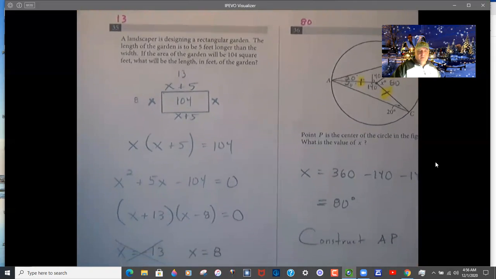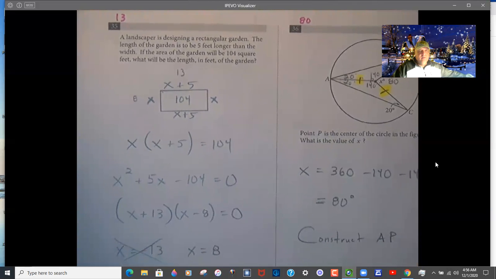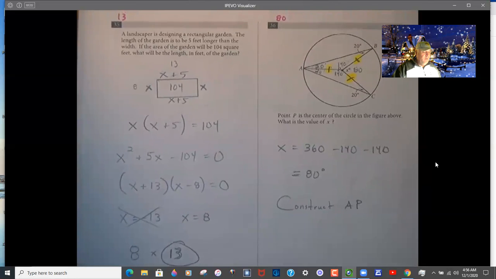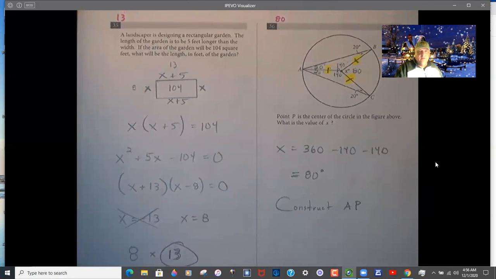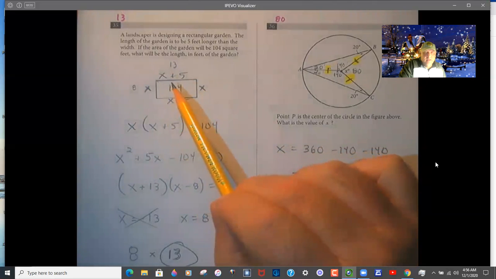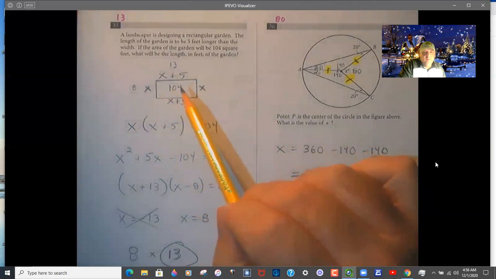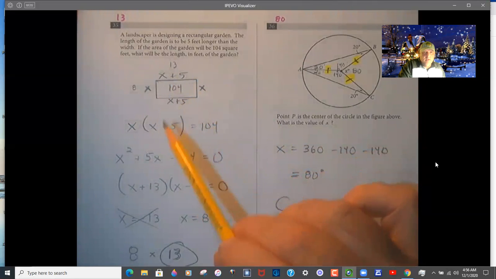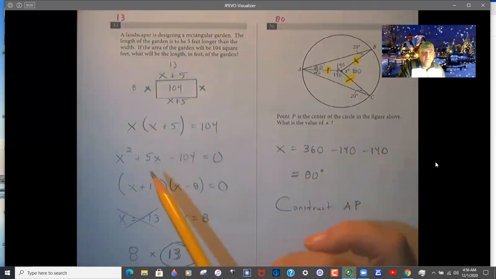35, so here's a problem that we did a little bit of something like this in Algebra 2, although I think it was the work standard assignment, which I didn't make everyone complete. I made it optional. So you have the sides in a rectangular garden like this. One side is 5 longer. And so the area is 104, meaning you need to multiply those two together.